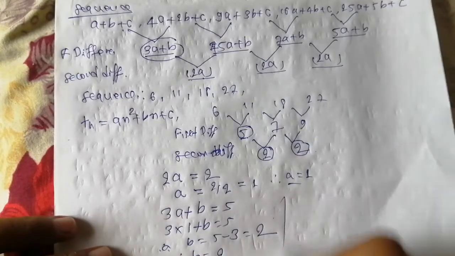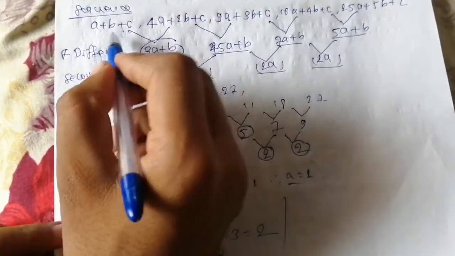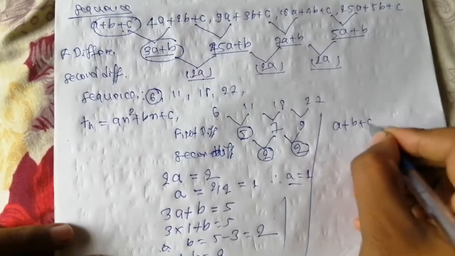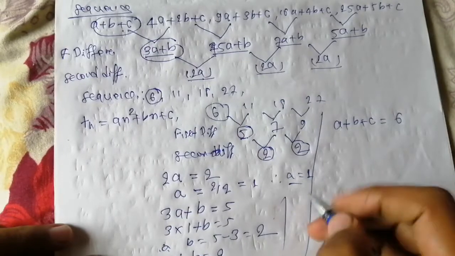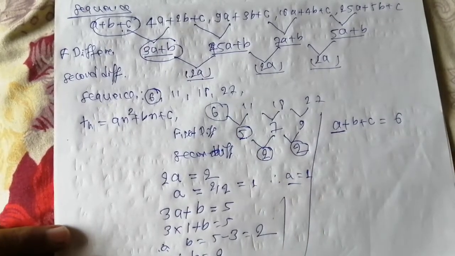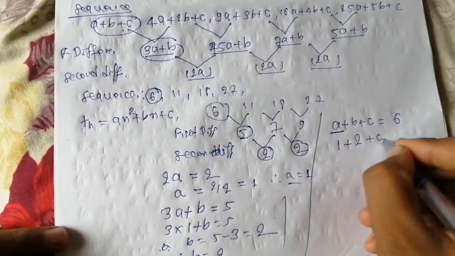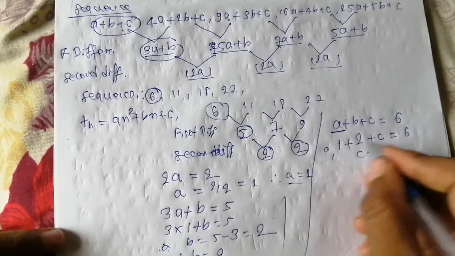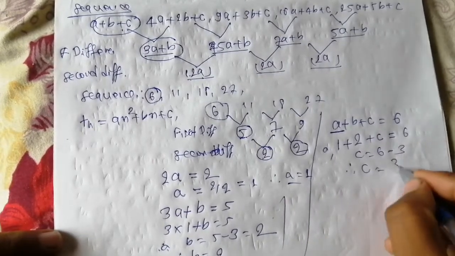Now in the sequence, first term is 6, and in this sequence first term is a plus b plus c. So a plus b plus c should be equal to this first term, that is 6, and we have already found that a is equal to 1 and b is equal to 2. So c is equal to 6 minus 3, therefore c is equal to 3.